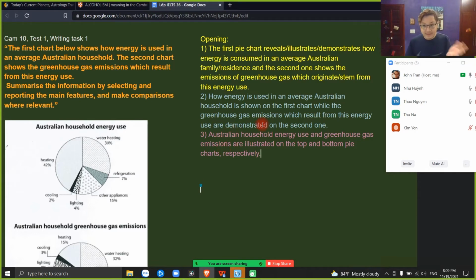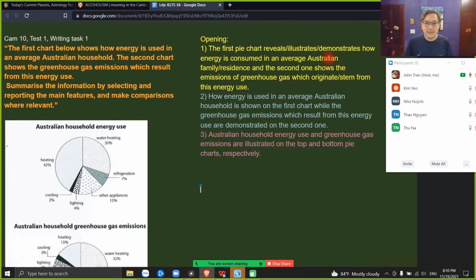Okay, now I combine the two together. Australian household energy use and greenhouse gas emission. I combine them together because they share the same words, Australian household, right? And energy use and greenhouse gas emission are two things. So we use plural. Are.